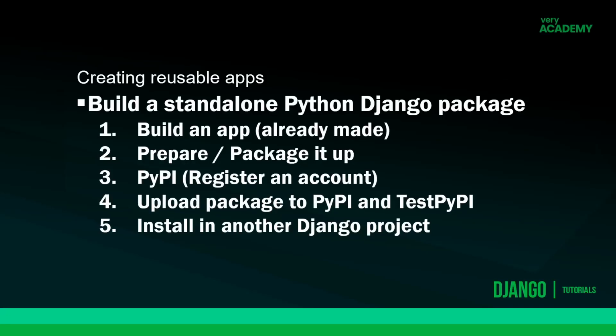So in this tutorial, we're going to build a standalone Python Django package, which we're then going to be able to install into other Django applications. So I've got a pre-built application here that I'll show you. That's already made. We're going to prepare it and package it up in preparation to then upload it to the Python package index. So we're going to need to go ahead and register an account there.